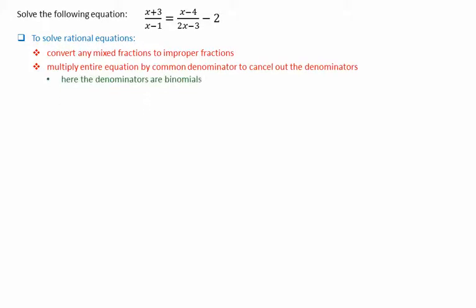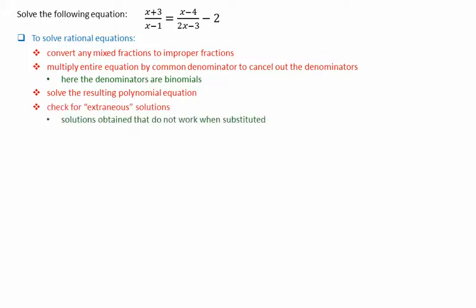In this case, the denominators are binomials. Then solve the resulting polynomial equation. In this course, that resulting equation will be either linear or quadratic. Then check for any extraneous solutions. These are solutions that do not work when substituted. For rational equations, these would correspond to the non-permissible values of the variable.